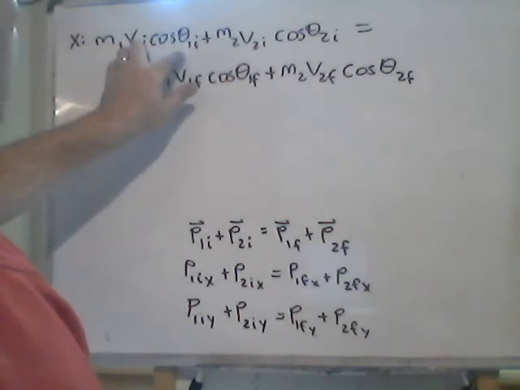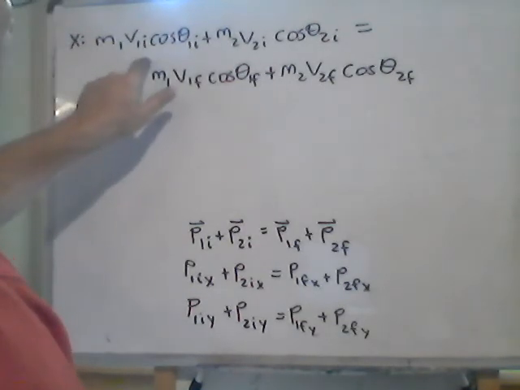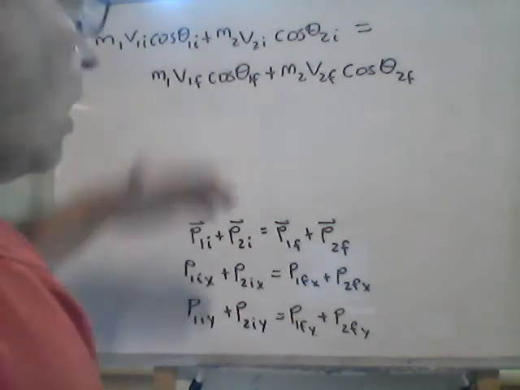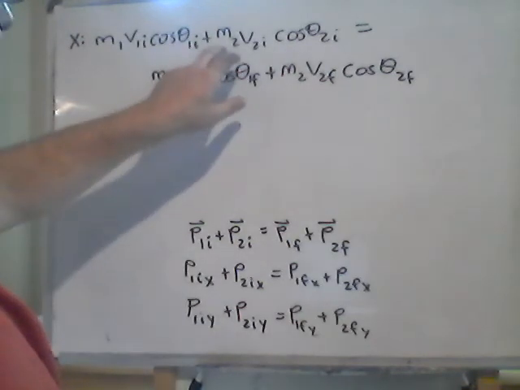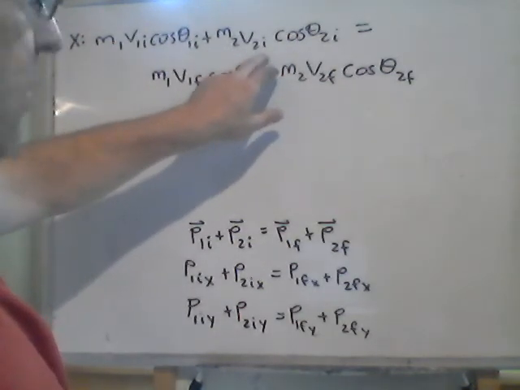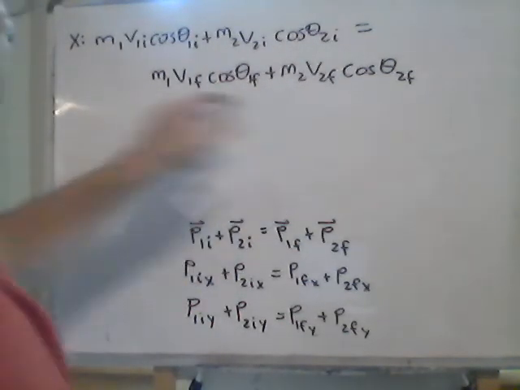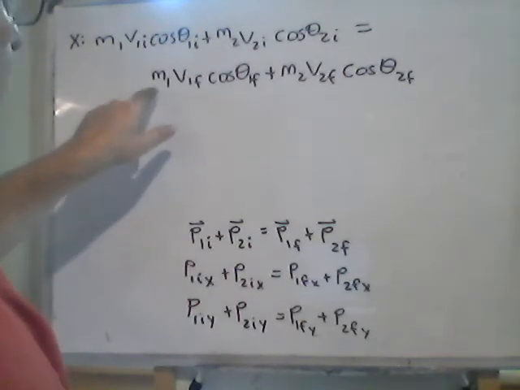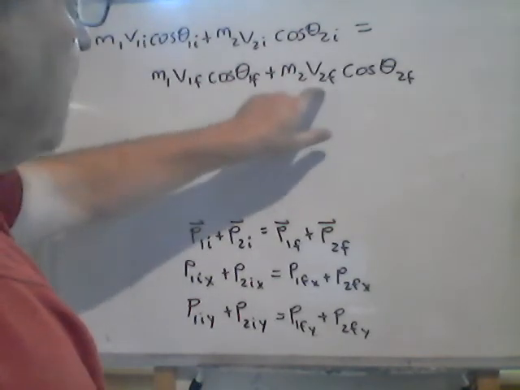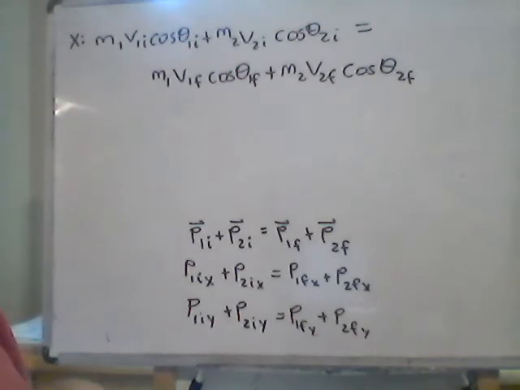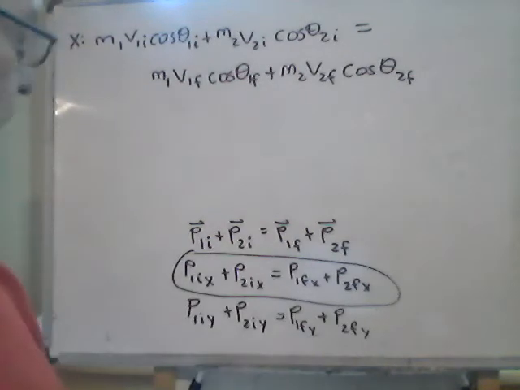So all I said was P1ix, that's P1i in the x component. So P1 is M1 V1i, that's P1i, times what? Cosine of theta 1i, it's at an angle theta 1i with the horizontal. Plus P2ix, M2 V2i, mass times velocity, times cosine of theta 2i, gets you the component, equals P1fx, M1 V1f cosine theta 1f, plus M2 V2f cosine theta 2f. All I've written is this first equation. This is just equating the components.